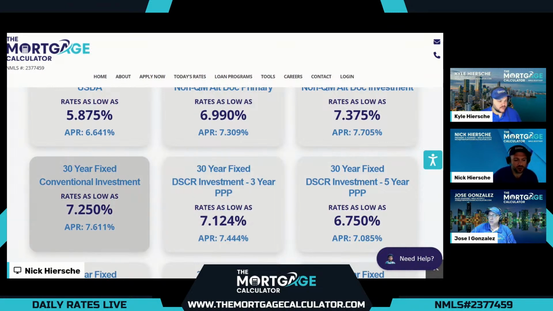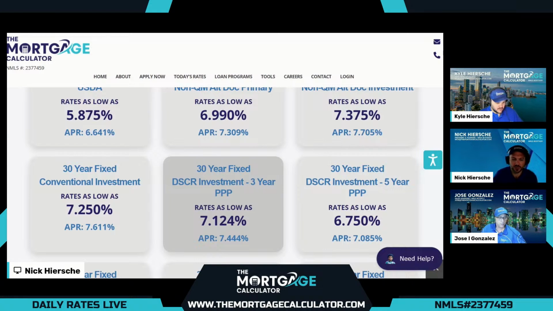First up, there are no government options, so no FHA, VA, or USDA, but we do have our conventional option. So 30-year fixed conventional for an investment property comes in today at 7.25, final APR 7.611. That's just a touch cheaper than our alt doc, but we definitely recommend all our investors check out our favorite products, our DSCR loans.